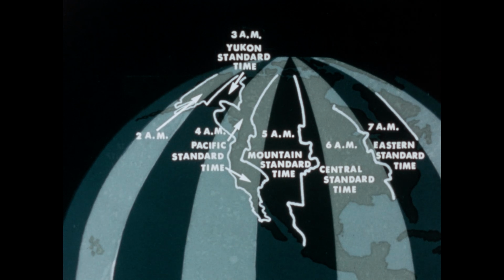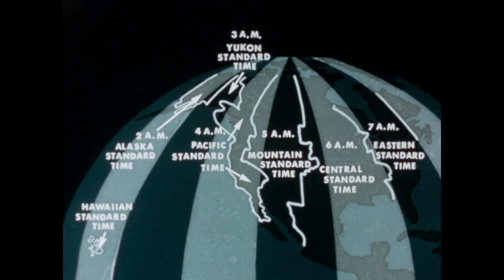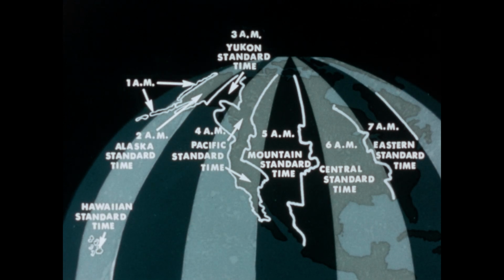In Alaska, it is called Alaska Standard Time. But in Hawaii, the same zone is called Hawaiian Standard Time. In the far western parts of Alaska, including the Aleutian Islands, it is 1 a.m. Nome Standard Time, 11 hours earlier than Greenwich time.